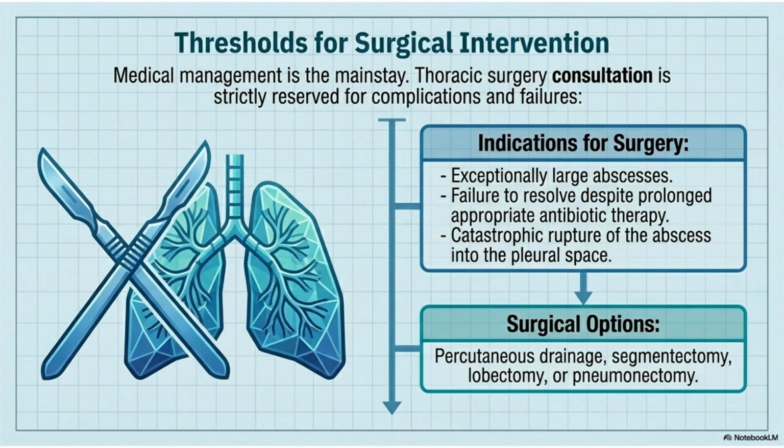Thoracic surgery consultation is reserved for complications or failures, such as exceptionally large abscesses or catastrophic rupture into the pleural space. Surgical options include percutaneous drainage, segmentectomy, lobectomy, or pneumonectomy.